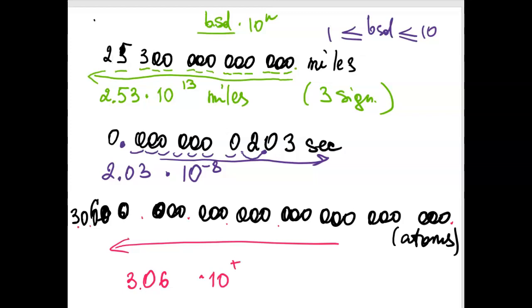So 3.06. And remember that we moved the decimal point 25, I believe. Let's recalculate. 1, 2, 3, 4, 5, 6, 7, 8, 24. Yeah, 25. And in scientific notation, this number will be 3.06 multiplied by 10 to the power of 25. Okay, atoms.